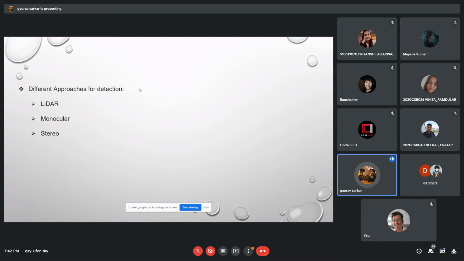Now I would want to pause a little bit, and I would ask the audience if they can tell me why this LiDAR approach is not a right approach to progress with. Why they are not considering this LiDAR much. Can anyone unmute and tell?